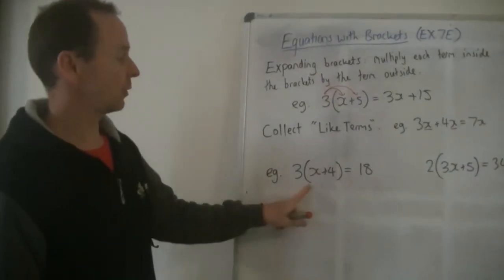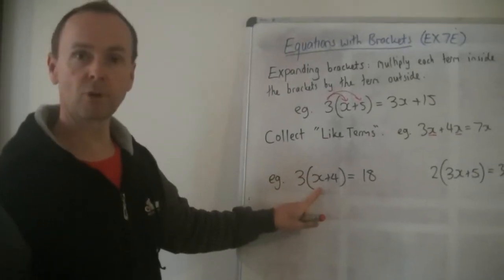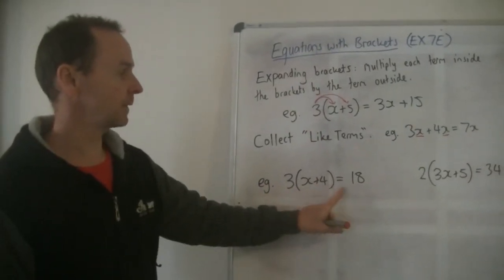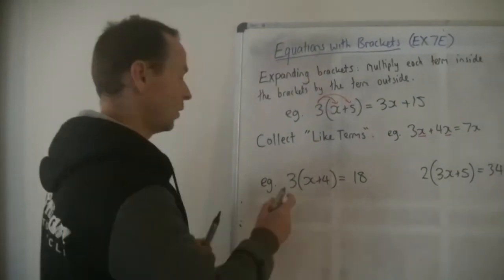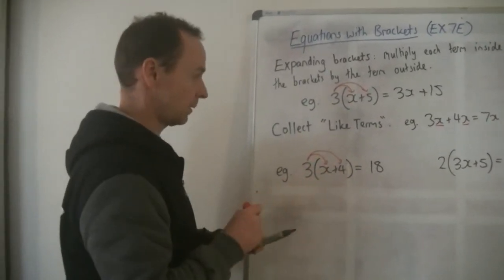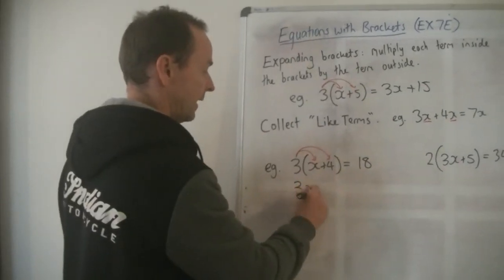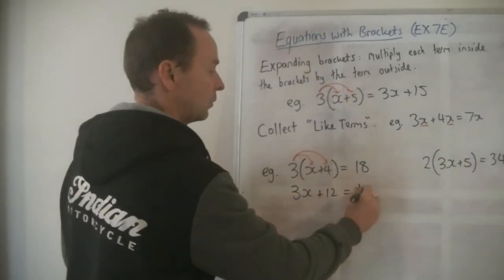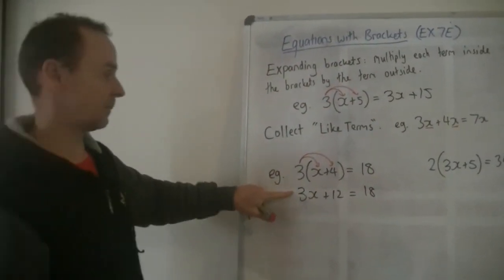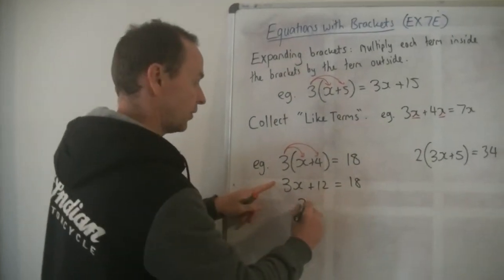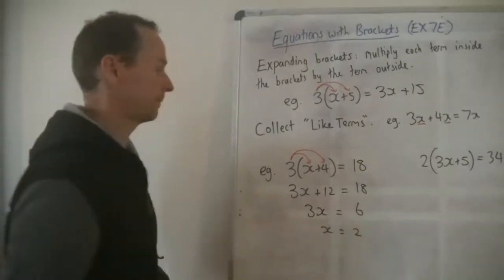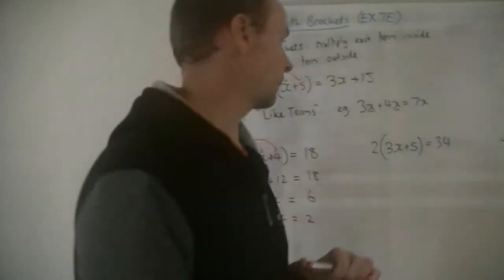Okay, so the question would say solve for x, or for the pronumeral. So we've got 3 brackets, x plus 4 is equal to 18. So the first step is, we multiply 3, we expand the brackets. So the 3 multiplied by the x, 3 multiplied by the 4. So you get 3x plus 12, and that equals 18. So that's the first step, and now it's really easy. We've done this a heap of times before. Minus 12 to both sides, 3x equals 6, divide by 3, and you get x equals 2. That's it. Let's do the next one.